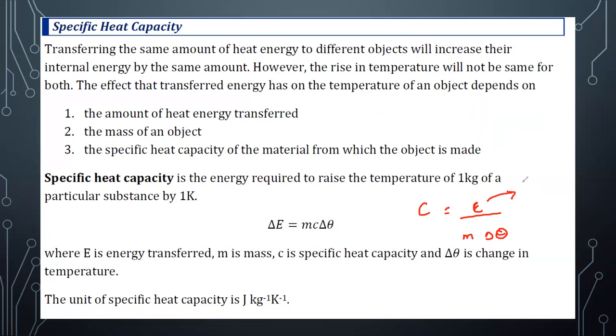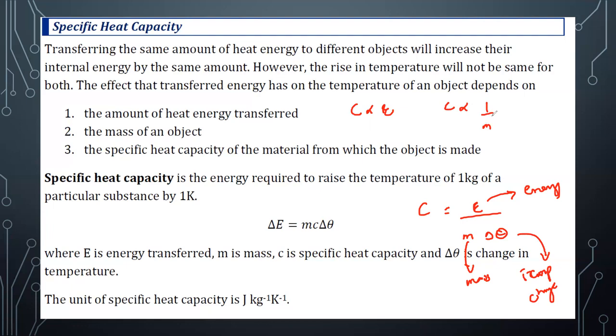Where E is the energy which we supply, M is the mass, and delta T is the temperature change. So this formula shows that specific heat capacity is proportional to energy supplied. Normally specific heat for every material is constant, but if the material requires a greater amount of energy to change the temperature by 1 degree, it means it has a higher specific heat capacity.